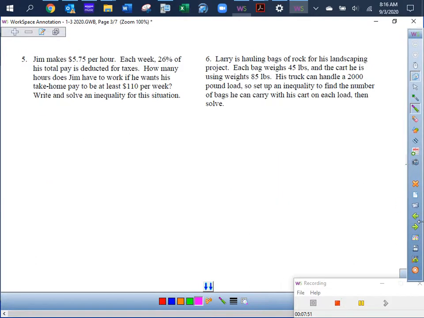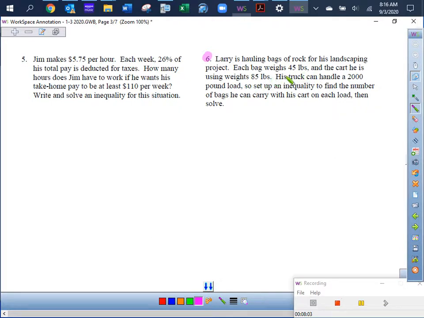And then we get some story problems. I'm big on story problems. Tell you what, we're going to do these out of order because number 5 is harder than number 6. Let's start with the easy one, number 6, and then we'll come back to number 5. So we're on 6. Larry is hauling bags of rock for his landscaping project. Each bag weighs 45 pounds, and the cart he is using weighs 85 pounds.